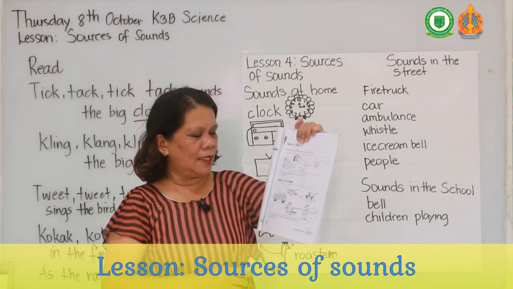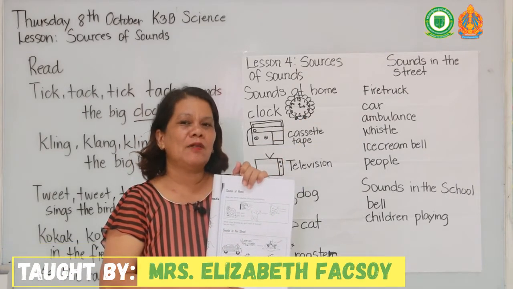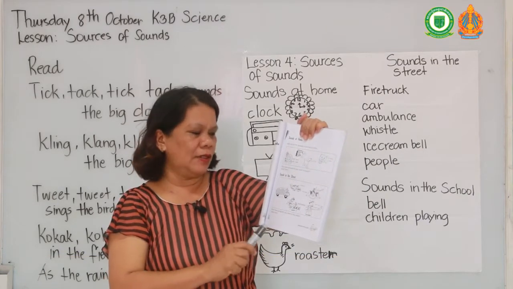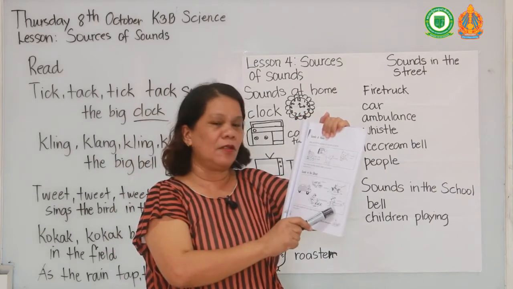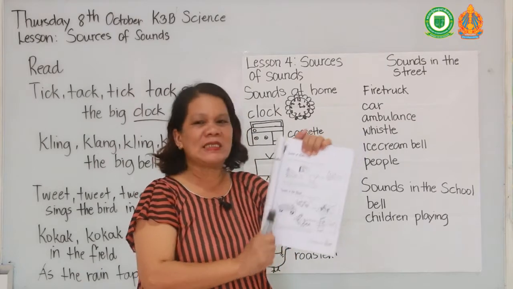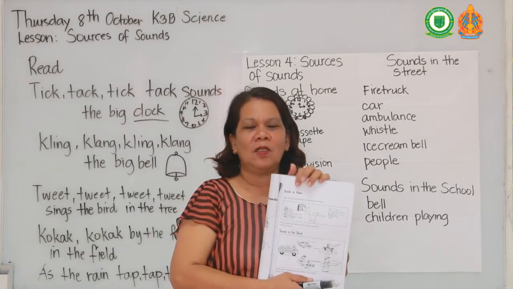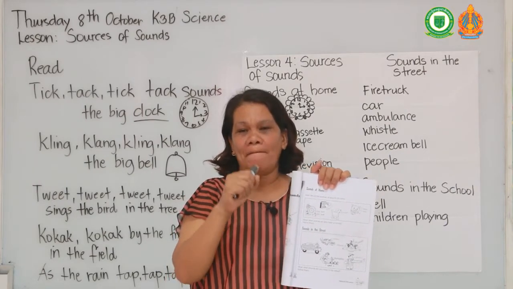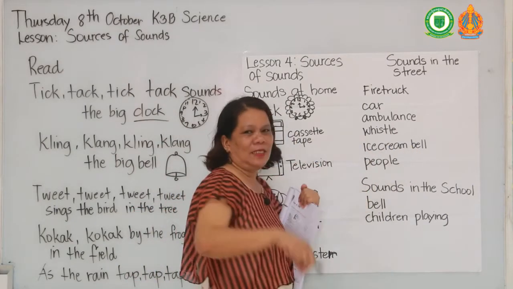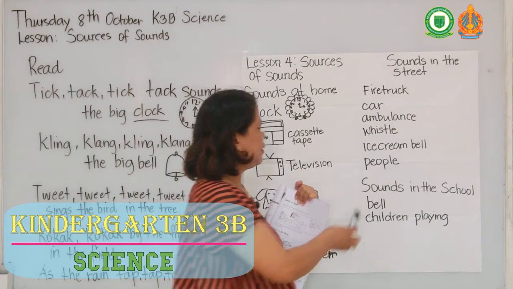And also in the street you can find policemen. They are sounding their whistle, very, very loud. The sound of the whistle. And also when you see someone selling ice cream, can you hear something? They have a small bell, the ice cream bell. Clink, clink, clink, but it's not very loud.